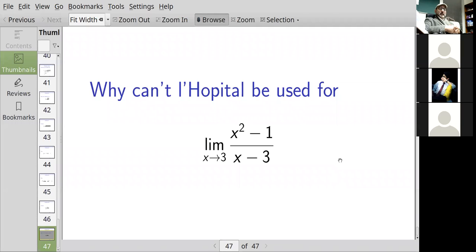So is there a way we can manipulate this? Oh no, this one I think is the limit doesn't exist.